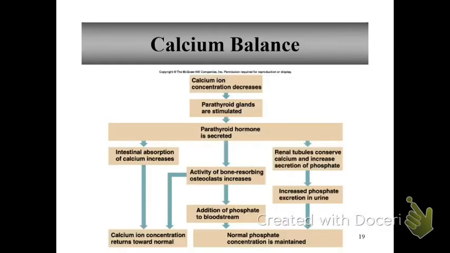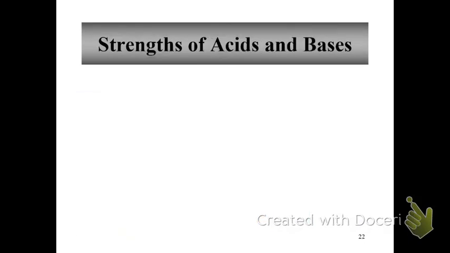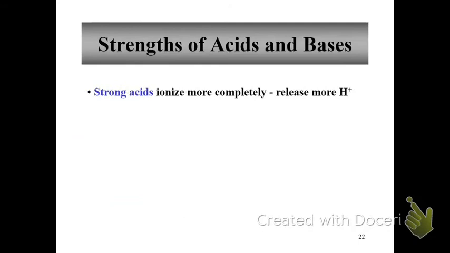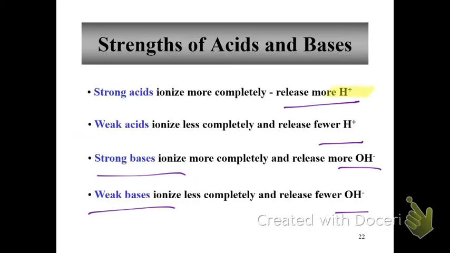Okay, so we're on slide 22 now. Okay, so strong acids, let's go ahead and get it all out there. Strong acids release lots of hydrogen. Weak acids, less hydrogen. Bases are going to be hydroxides. Okay, so you got this. Acids release hydrogen, protons. Bases release hydroxides. Okay, so strong acids release more. Strong bases release more. But that'll help you.